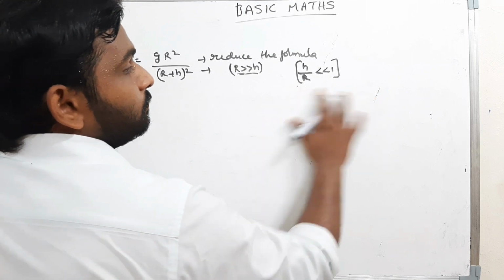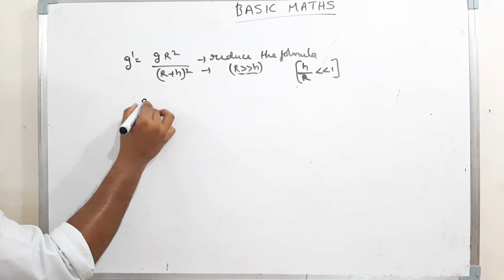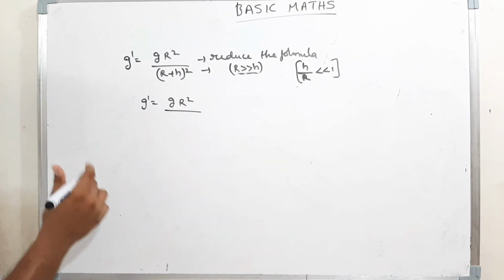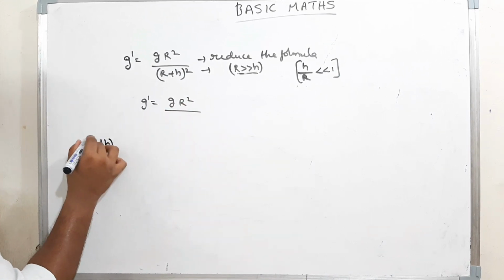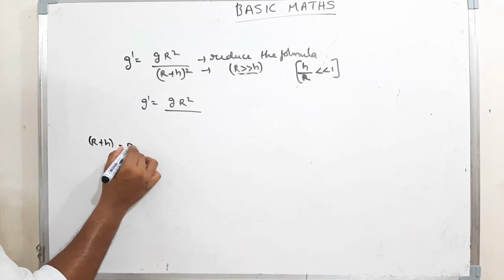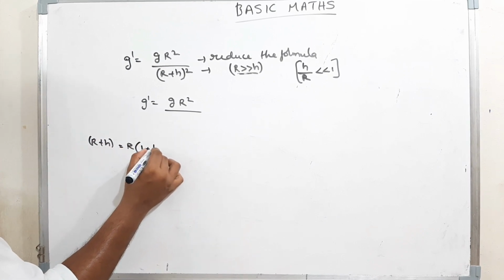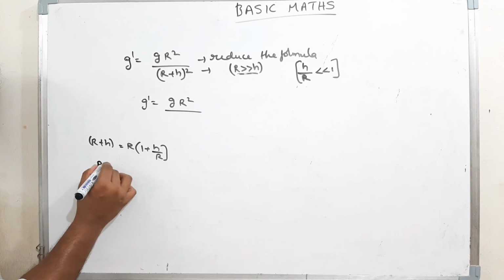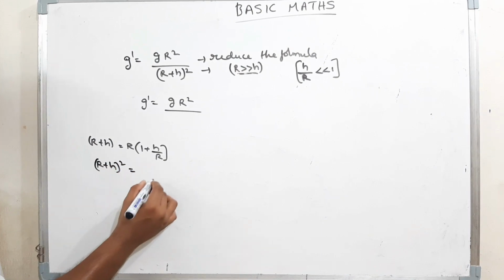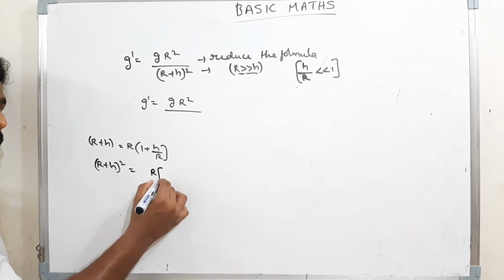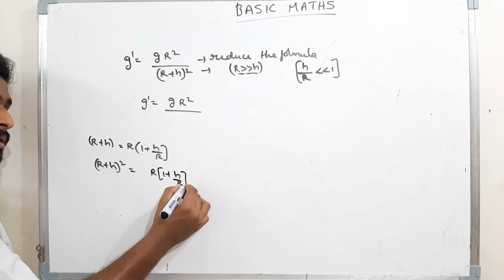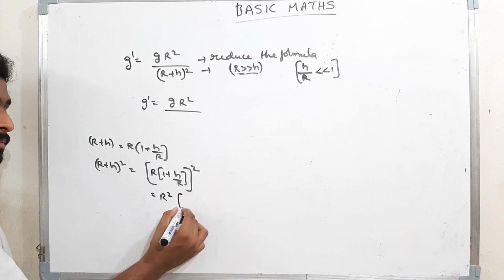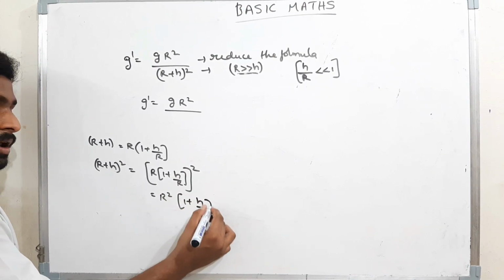Now we'll use that. Now see what I am doing. g dash is equal to g into r square by, I am taking R common in the denominator. If I take R common, what I will get? R plus H whole square is R into 1 plus H by R whole square. That means what I will get? R square into 1 plus H by R whole square.